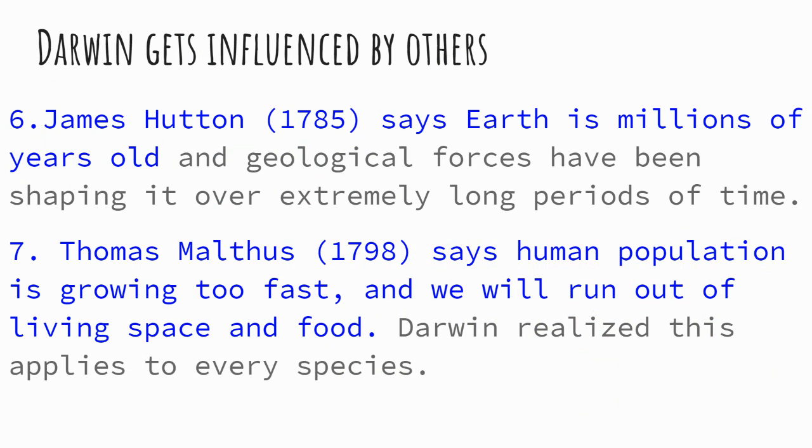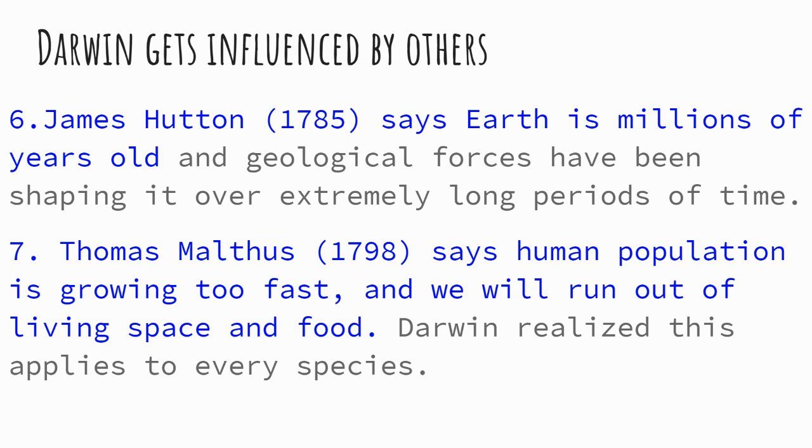So he notices all this from the animal breeders and the farmers, but he also is getting influenced by other scientists like James Hutton. James Hutton says, hey, the Earth is actually millions of years old. There's different geological things that have been going on Earth that let us know that Earth is very, very old. And before that, some scientists had thought that Earth was pretty young, like not really that old. So he says, hey, Earth is really old, and things have been going on here for a while.